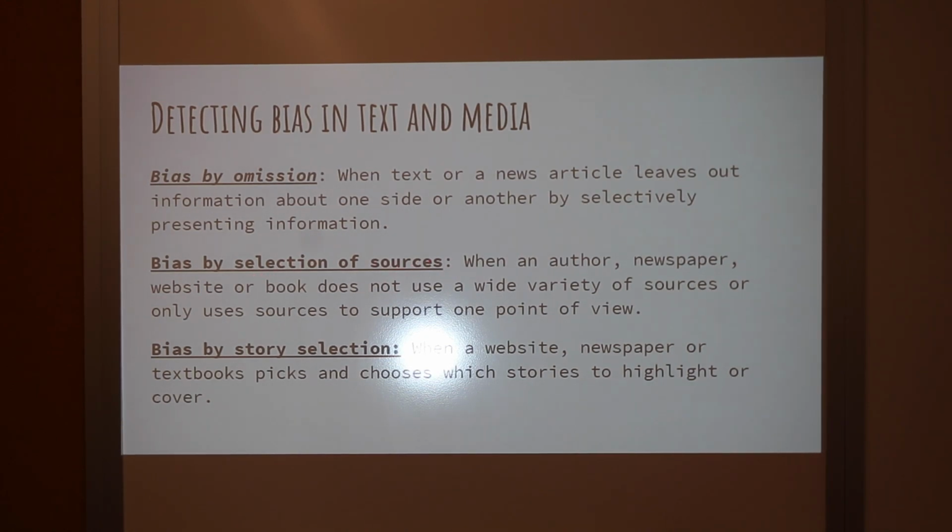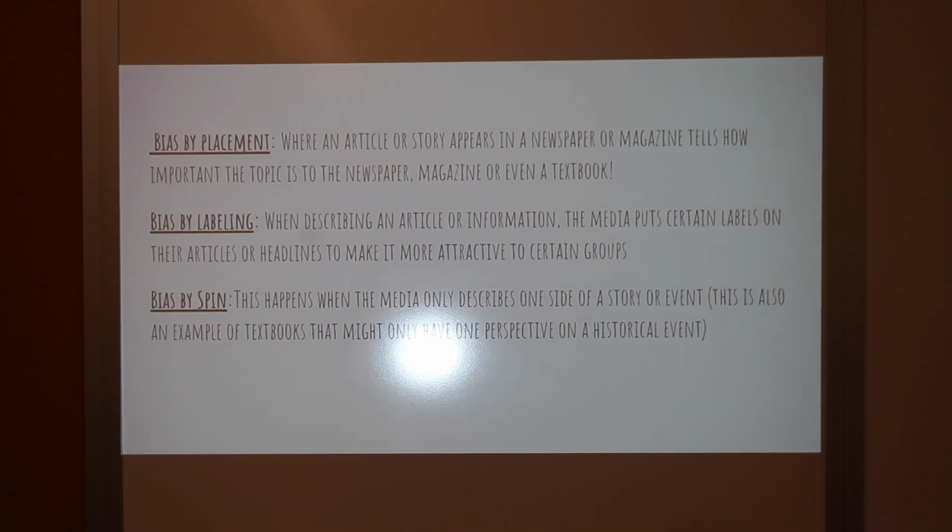We also have bias by selection of sources. This bias can also be seen when a reporter uses phrases such as experts believe, observers say, or most people believe. It's when an author, newspaper, website, or book does not use a wide variety of sources or only uses sources to support one side or view. We have bias by story selection. This is when a website, newspaper, or textbook picks and chooses which stories to highlight or cover. We have bias by placement, where an article or story appears in a newspaper or magazine tells how important the topic is to the newspaper, magazine, or even a textbook.